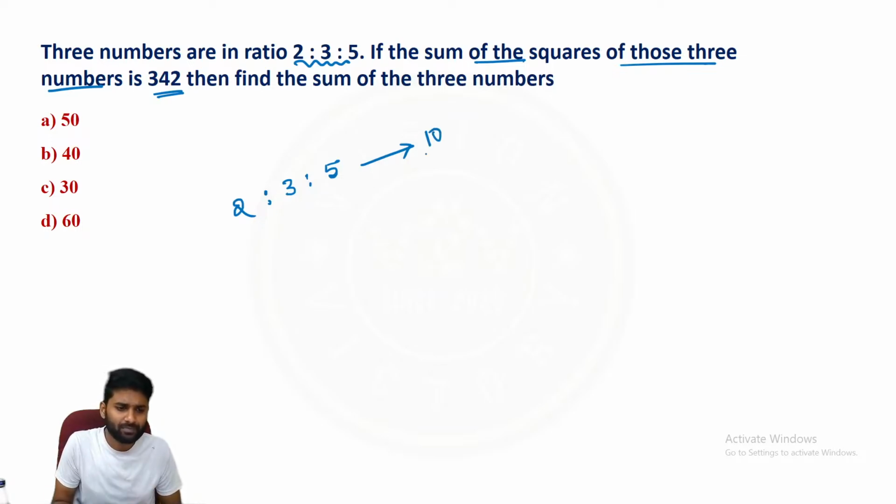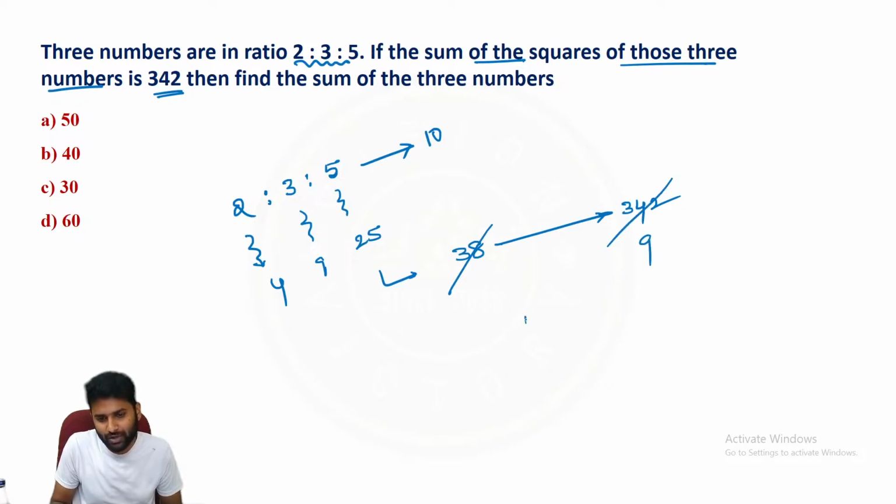Now, the sum of all the numbers, if you take these as the exact numbers, is 10 units. Now here, the square of 2 is 4 units. Square of 3 is 9 units. Square of 5 is 25 units. Through that sum, the total value is exactly equal to 38 units. 38 units is equal to 342. Then each unit is equal to 9.